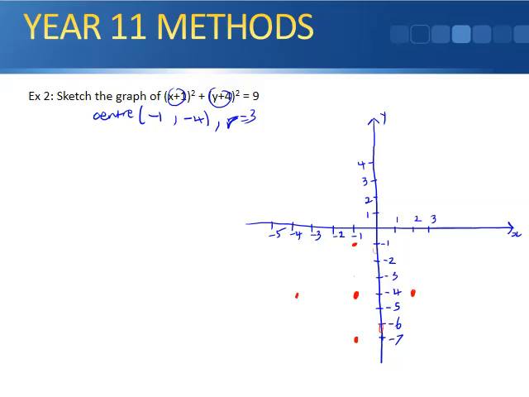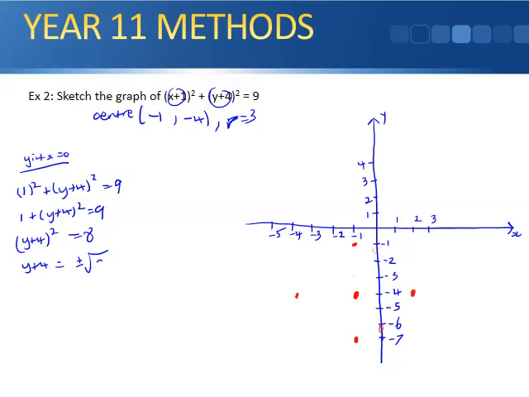So we need y-intercepts. For the y-intercepts, I'm going to put x equal to 0. So I get 0 plus 1, which is 1 squared, plus y plus 4 all squared equals 9. Well, that's just 1 plus y plus 4 squared equals 9. So y plus 4 all squared equals 8. Take the square root, so y plus 4 equals plus and minus the square root of 8, and y equals -4 plus and minus the square root of 8.